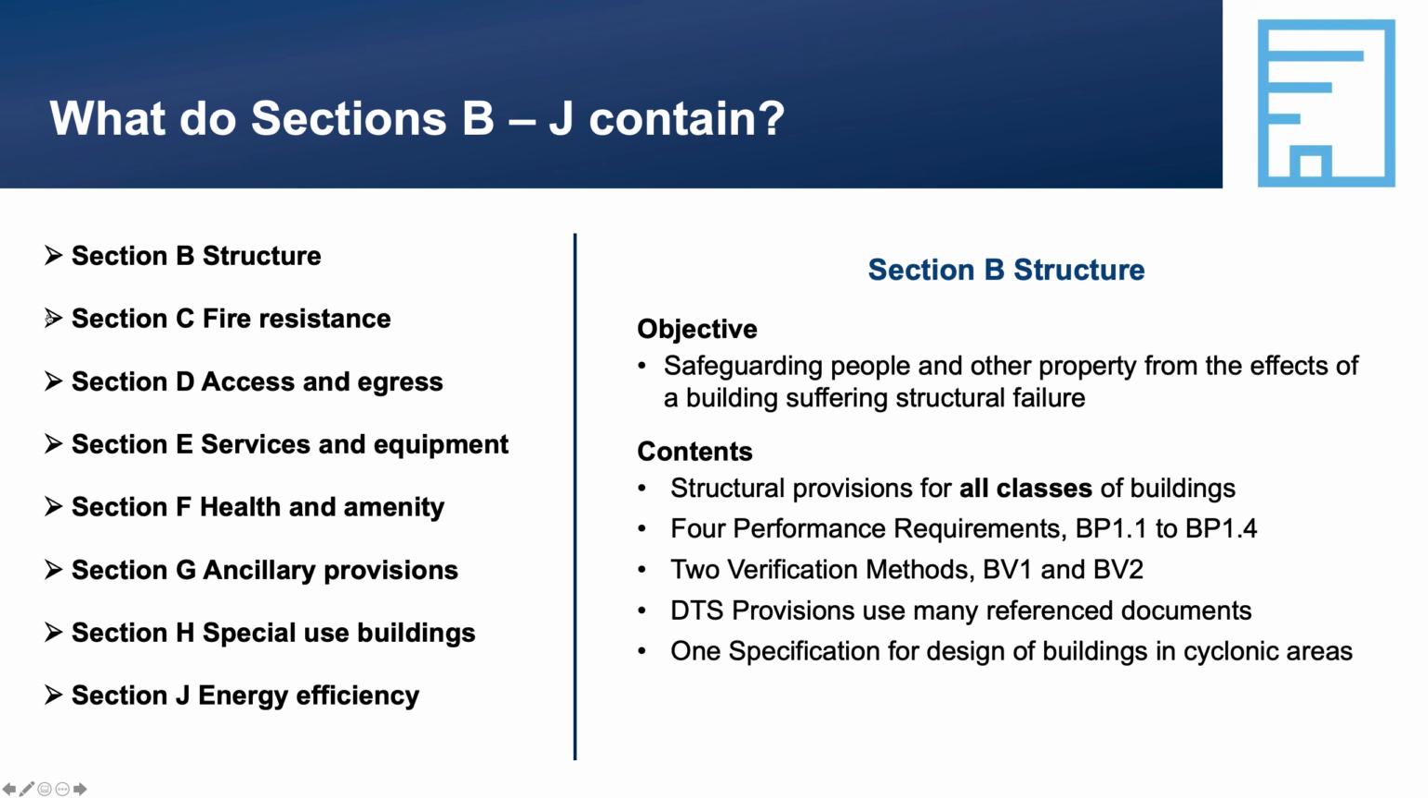A building or structure must be able to withstand any combination of loads and actions to which it may be reasonably subjected. These loads and actions are listed in BP 1.1 and include both permanent and imposed actions, including wind action, snow action, and earthquake action. All performance requirements are specified together at the start of Section B, then all verification methods, then all DTS provisions.